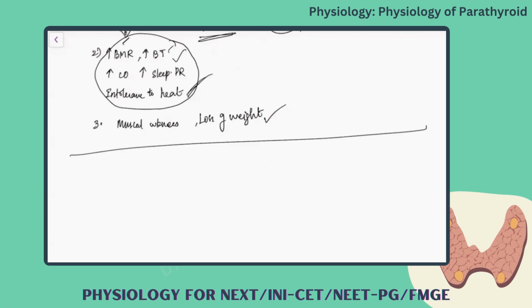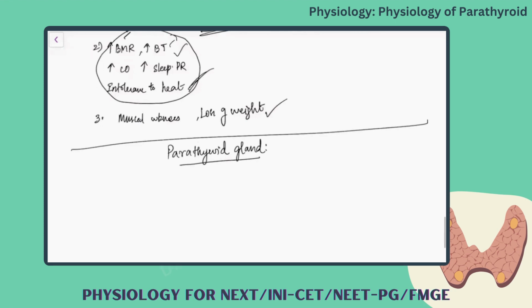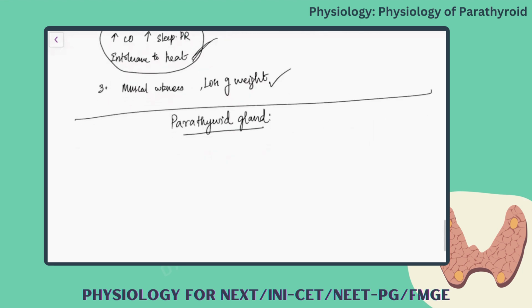Okay, now we will move on to the parathyroid gland. Where is the parathyroid gland located? Even the largest thyroid gland is here. This parathyroid gland is the smallest one. Where is it located? Behind the thyroid gland.